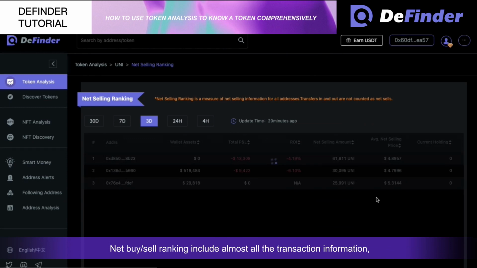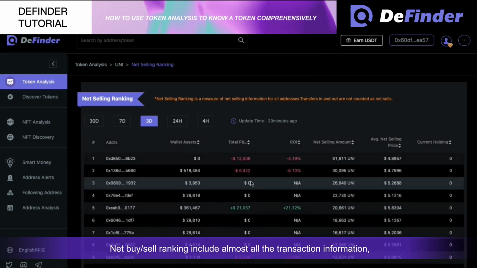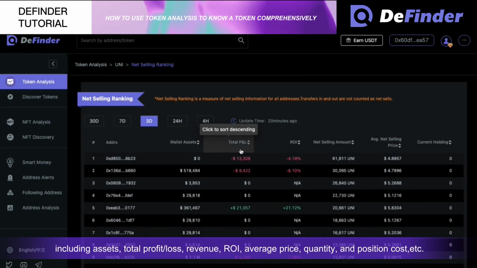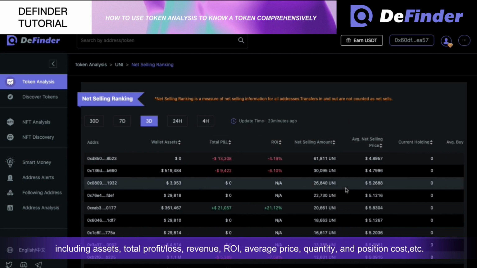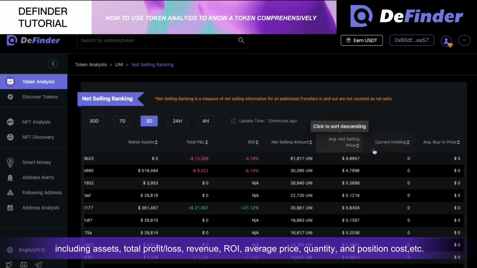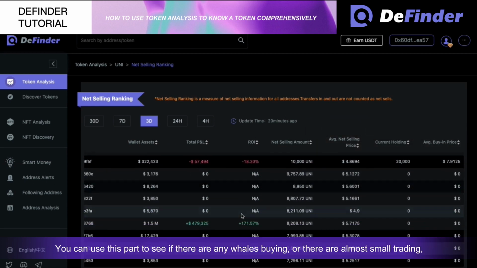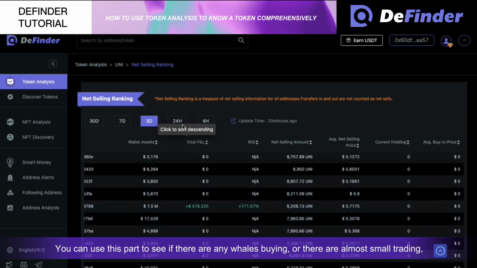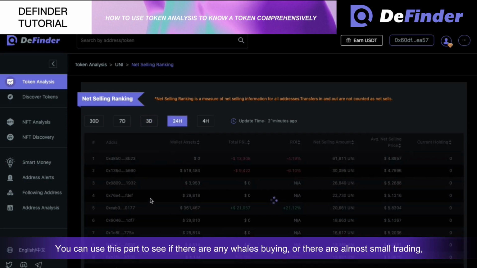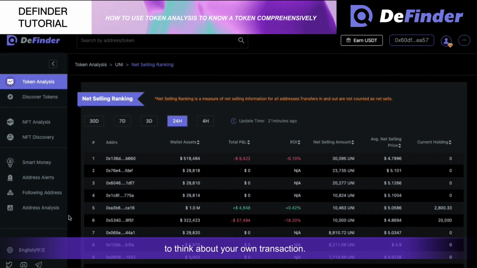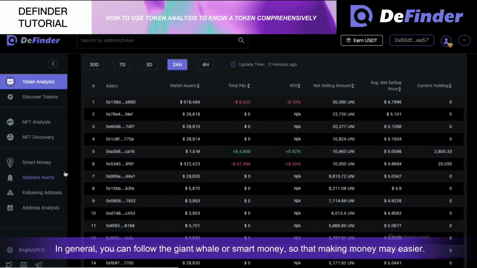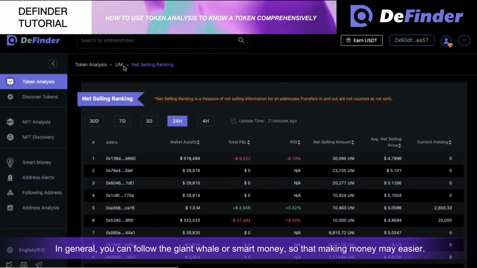Net buy and sell ranking include almost all the transaction information, including assets, total profit and loss, revenue, average price, quantity, and position cost, etc. You can use this part to see if there are any whales buying or there are almost small trading to think about your own transaction. In general, you can follow the giant whale or smart money so that making money may easier.